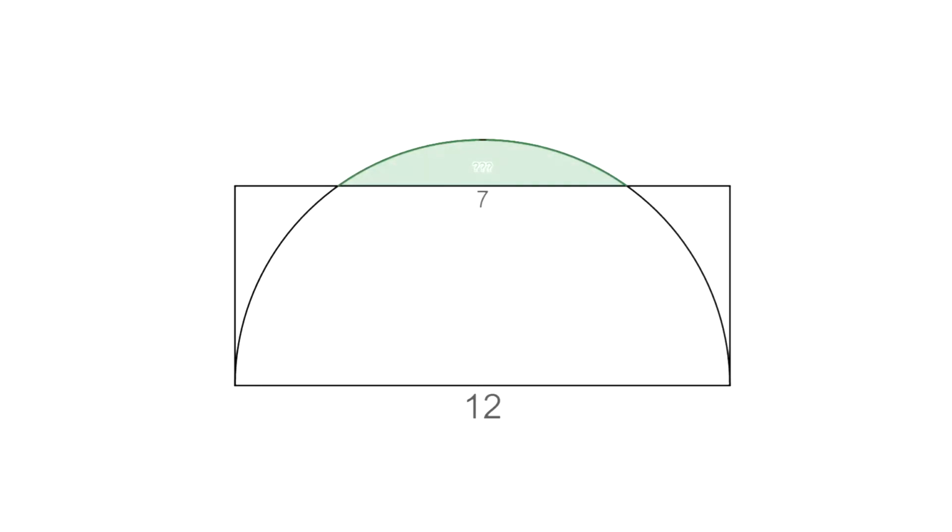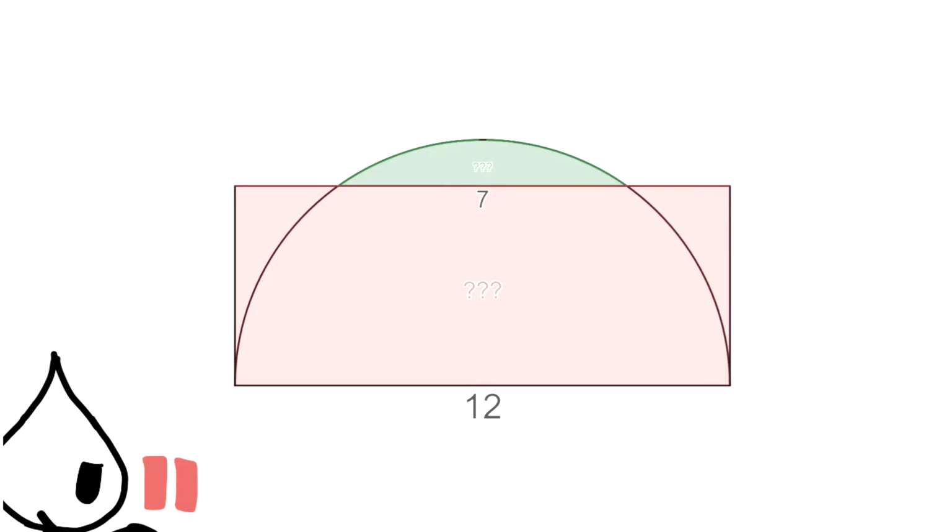Here we have a semicircle of base 12 and then a rectangle of the same base, where the side inside the circle is 7. In this problem, you must find the green area and the red area. Pause this video and try if you can figure this out.